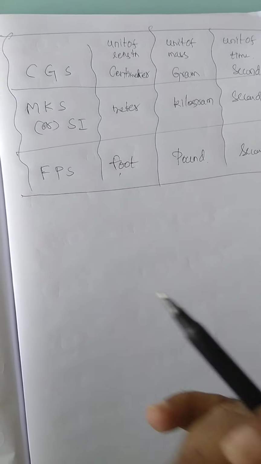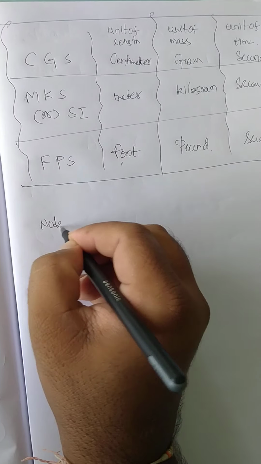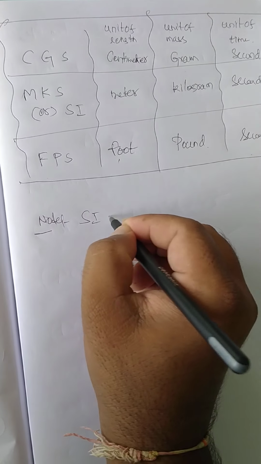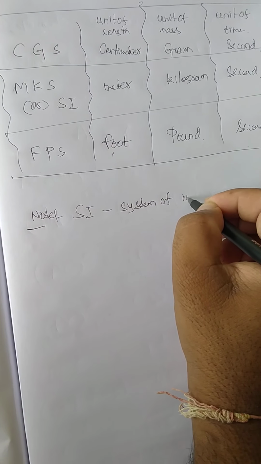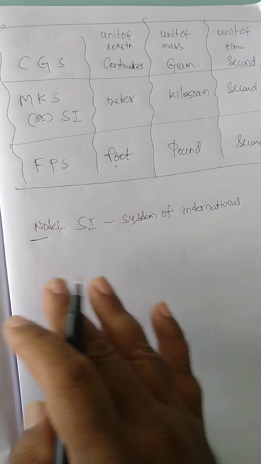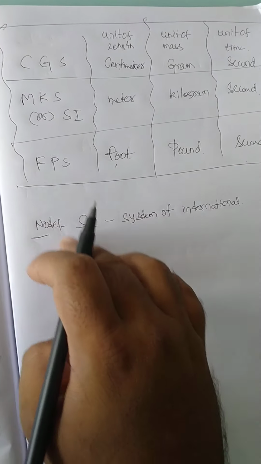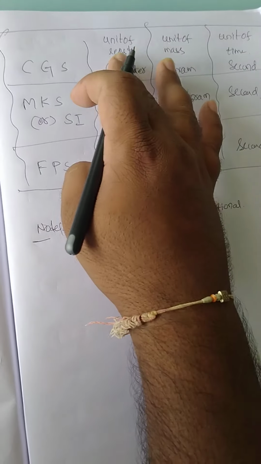Nowadays, internationally, everyone is using this MK system, or SI system. Here, note, SI means system of international units. So internationally all are using this SI system, the MK system. If you want to convert from the MK system to the CGS system, we have units for that.